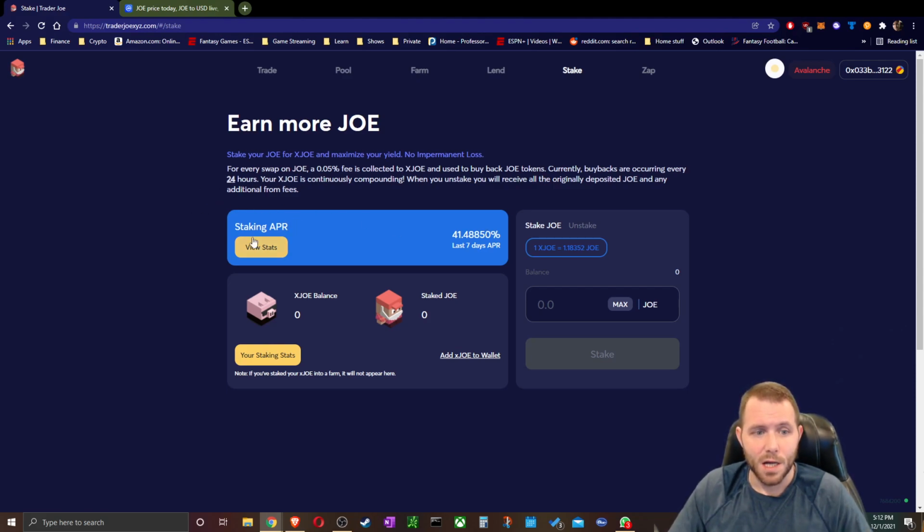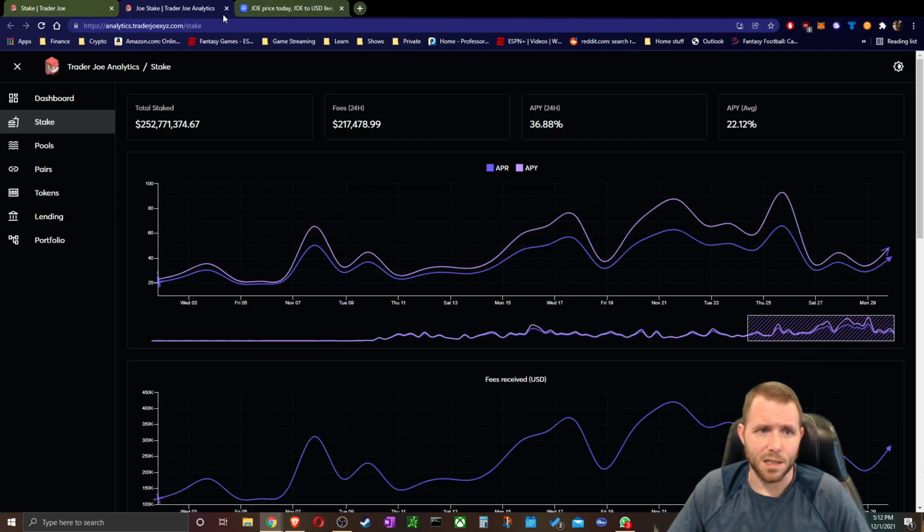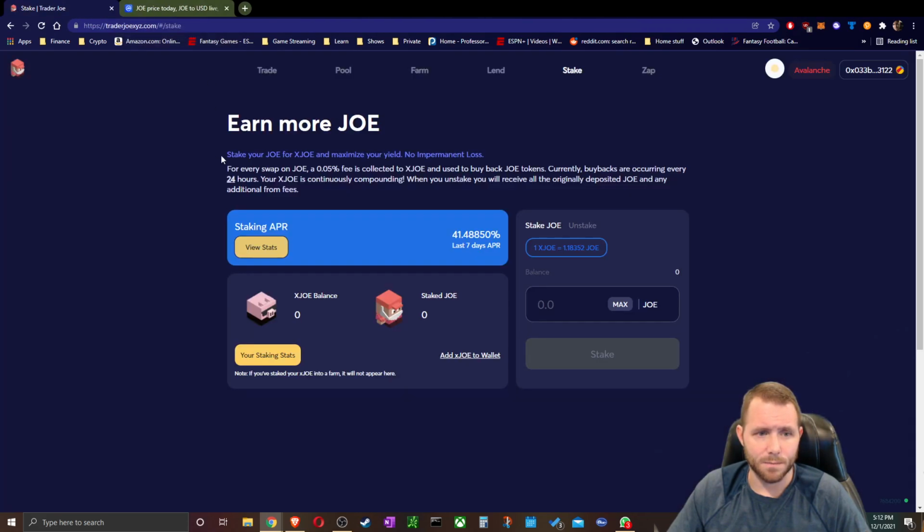So super nice. You can check out the staking stats in here. I don't give it too much look. When you do stake through here, you'll see it popped in. You'll see your staked Joe in here, and if you have any XJoe, you'll see XJoe in here. Typically, now you'll notice if you staked your XJoe into a farm, it's no longer in your wallet. So I mentioned over here this farm, right?